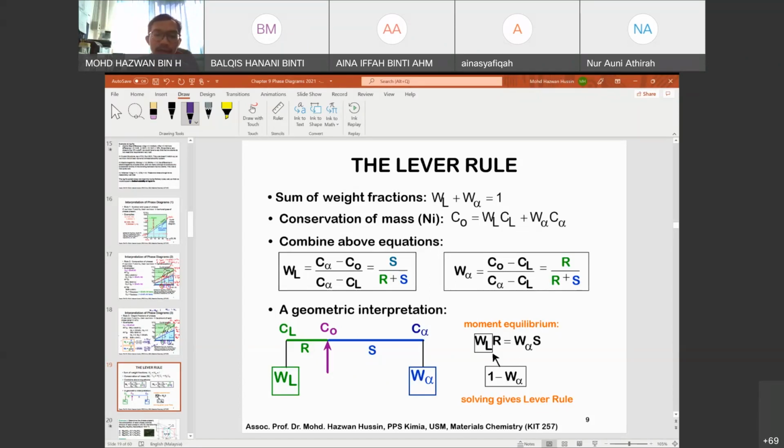So the weight fraction of liquid is equal to S over R plus S, and for alpha it is equal to R over R plus S. Okay, right. So the reason why we use lever rules, why we need to calculate the opposite side.